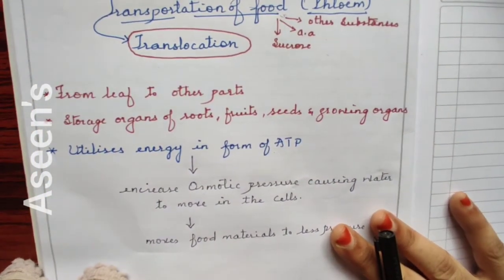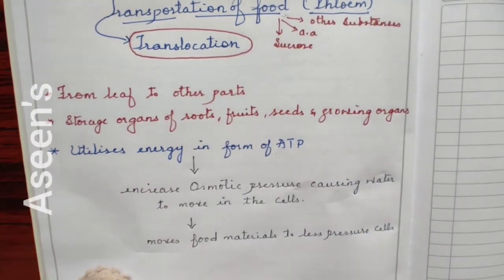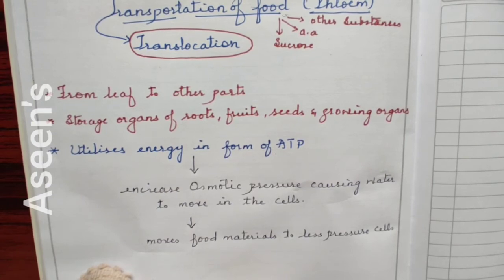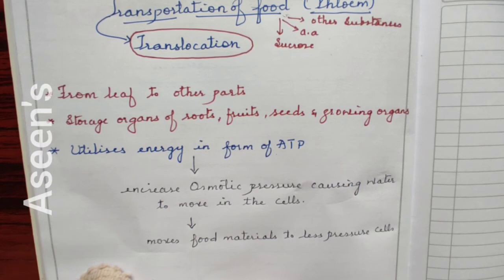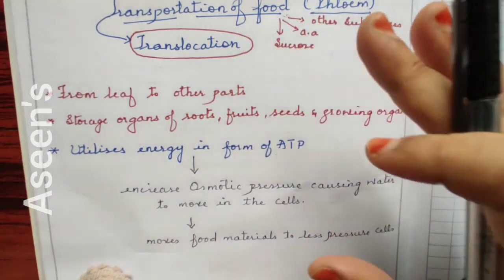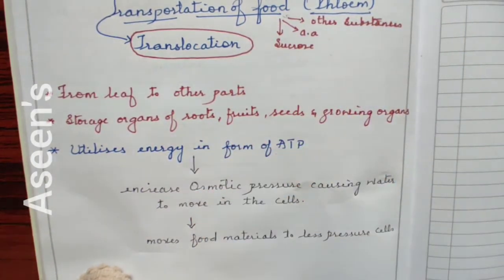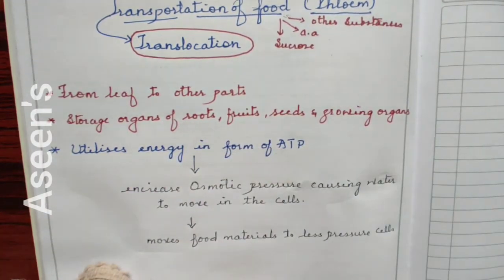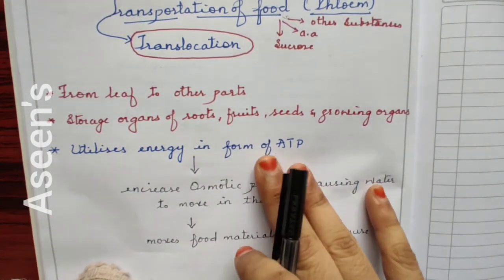Now, talking about transportation by phloem, this does not have any resemblance or similarity to transportation by xylem. Transportation by xylem was completely without any use of energy. It was either using root pressure or transpiration pull. In case of translocation, here we are using energy. Energy is needed here in the form of ATP.